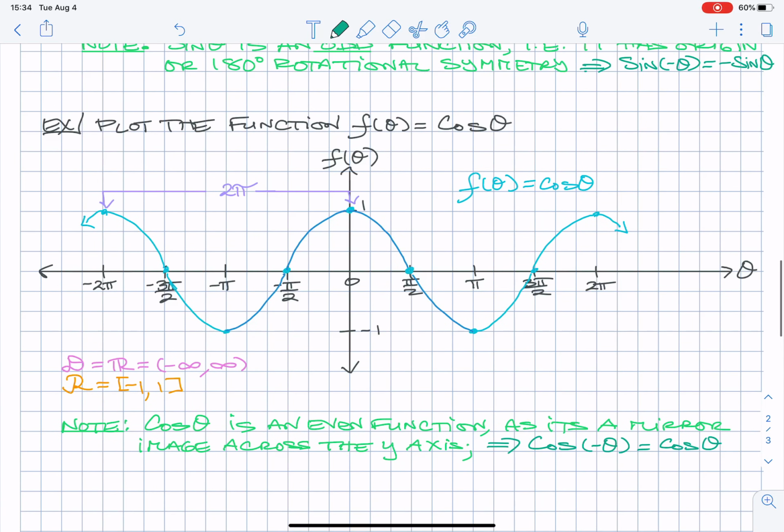What is cosine of negative pi? It's negative 1. And positive pi is also negative 1. What is cosine of negative 2 pi? It's 1. What's cosine of positive 2 pi? It's also 1. So cosine of the negative angle is the same as cosine of the positive angle. That's what it means to be an even function.